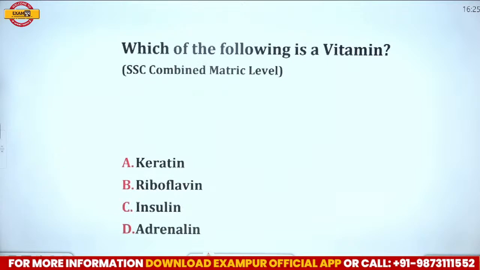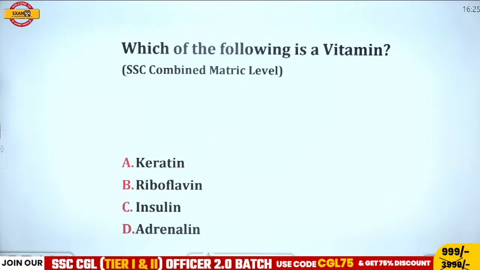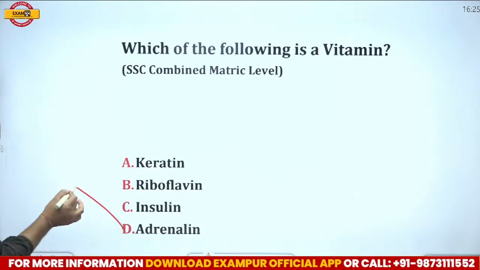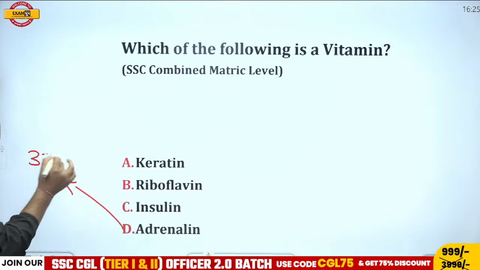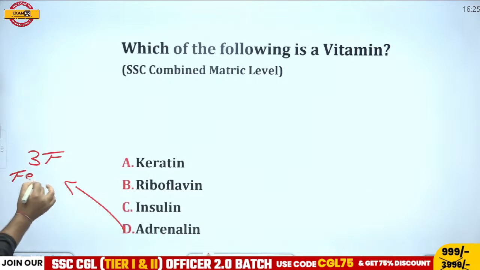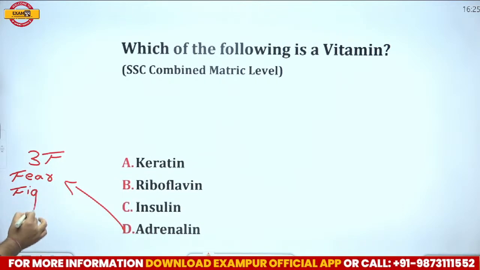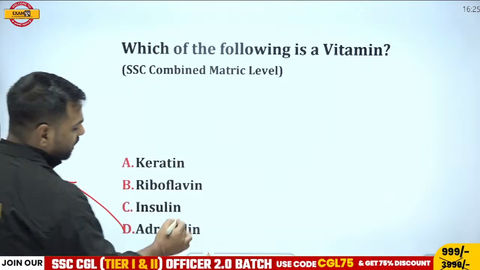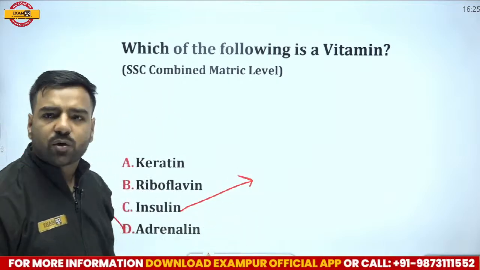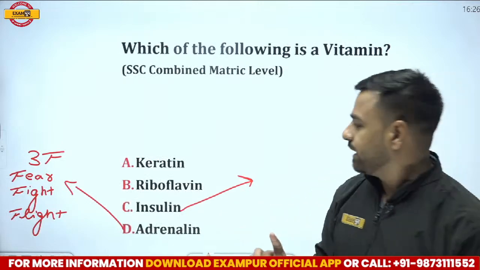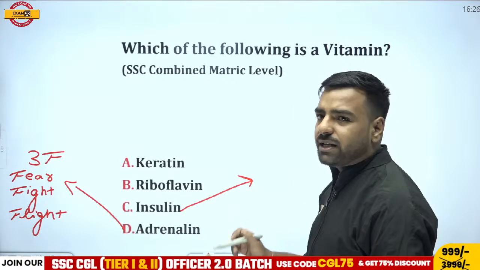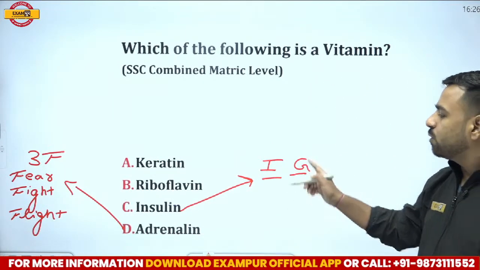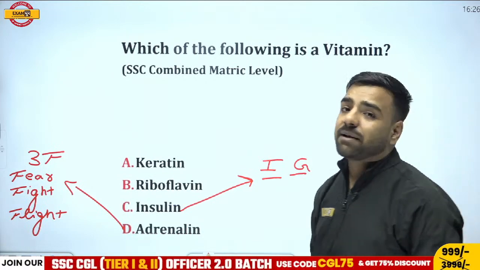Next we have, which of the following is a vitamin? We have keratin, riboflavin, insulin and adrenaline. If I go through these options, first, adrenaline is the 3F hormone, where the first F stands for fear, the second F is for fight, and the third F is for flight. Insulin level maintenance is very important, in order to prevent diabetes mellitus. When insulin levels are maintained, we are safe and sound. But if insulin level is low and glucose level has increased, we can suffer from diabetes mellitus.